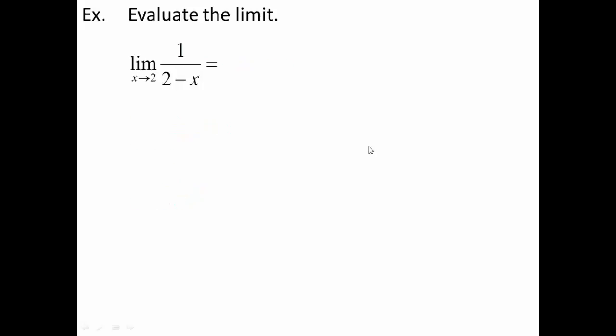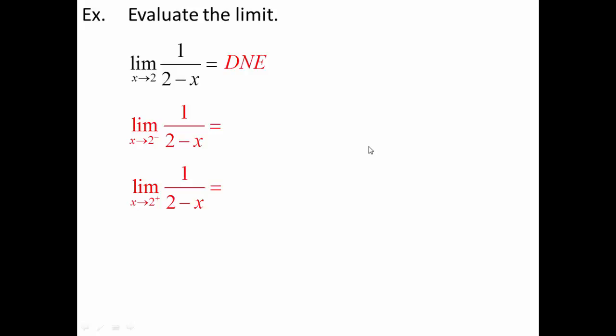Here we have another example where if I just go to direct substitution, plug in 2, I would get 1 over 0, which means the answer is D and E. But again, I could go further and investigate left-hand, right-hand behavior. But because I recognize what's going on, I know that, hey, this D and E is implying that I have a vertical asymptote.